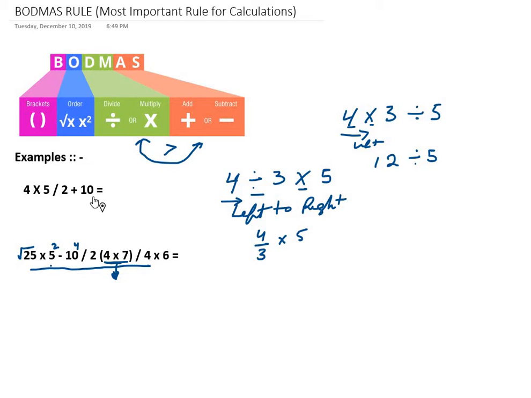So let's look at this problem now. First we'll solve the bracket. So 7 into 4 becomes 28. So here it is 2, this bracket, this means this is multiplication, right? 2 bracket, this means 2 and division. Let me write the whole statement again. I'm just writing the above statement again.